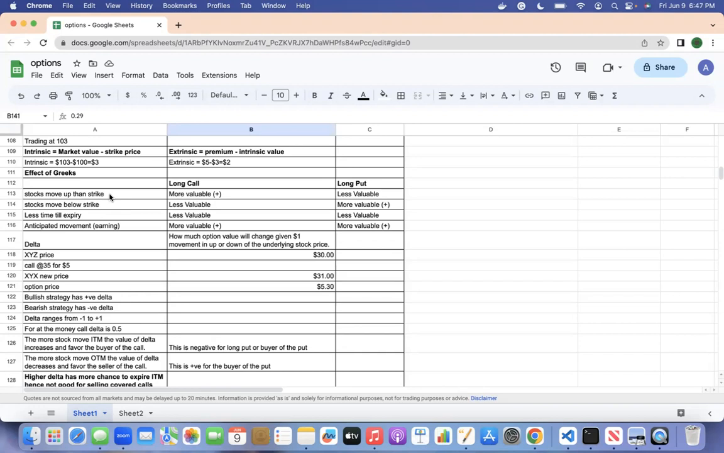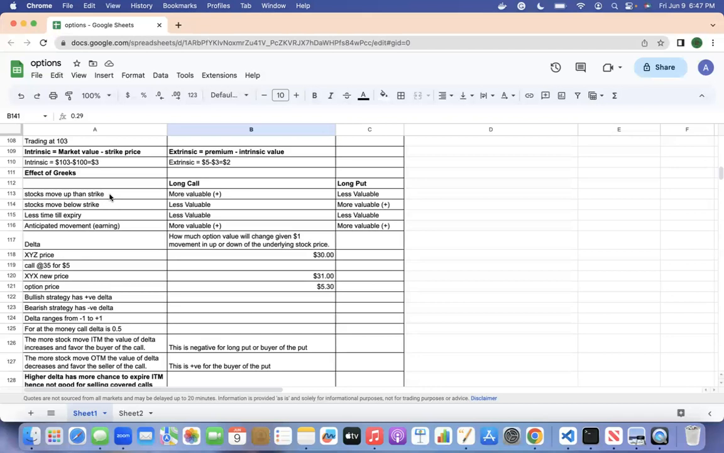Similarly, if the stock price moves below the strike price for a long call, it's not good. It's negative. And for a long put, it's good because you want the stock price to go down, since you've got a right to sell the stock at a higher price, right? That's all about buying a put.